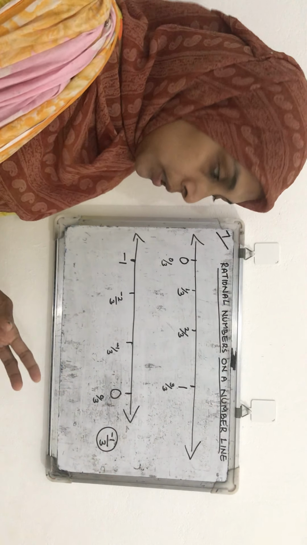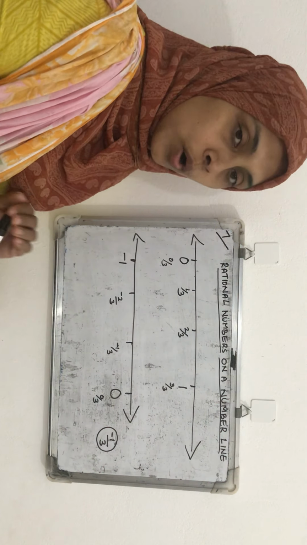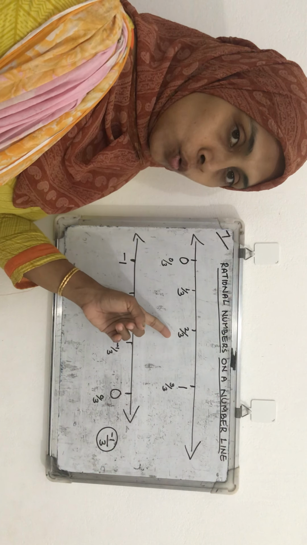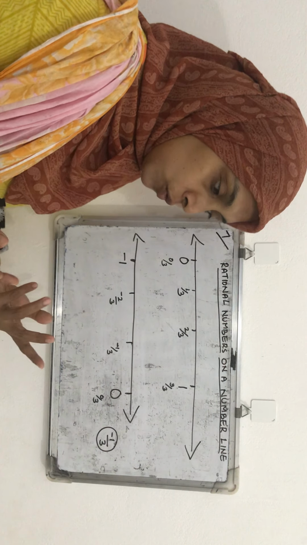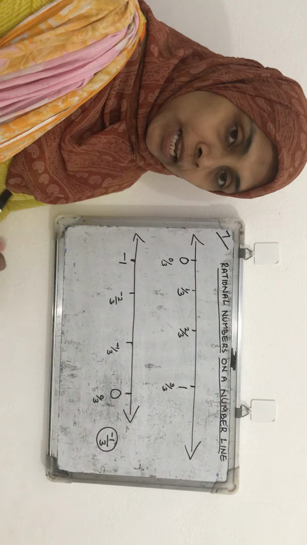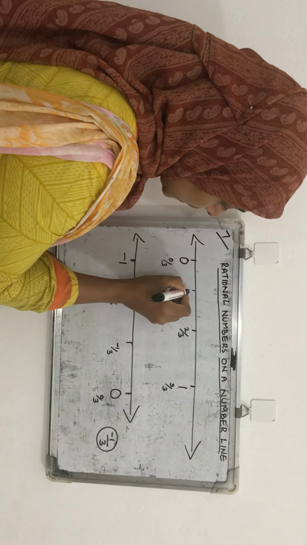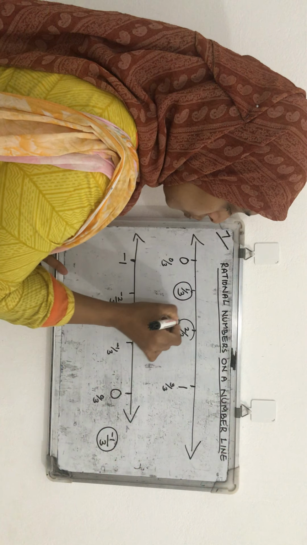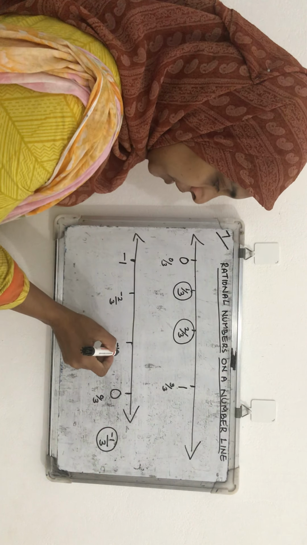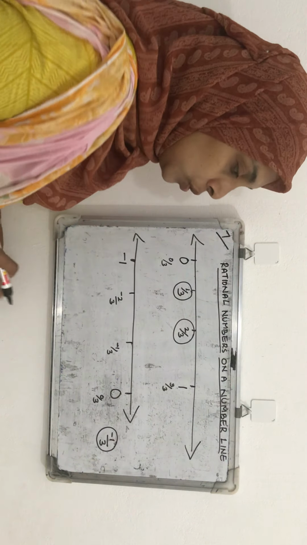Now if the question asks to represent 2 by 3 on a number line, then we got 2 by 3. Otherwise, if the same question asks to represent 1 by 3 and 2 by 3 on a number line, we can mark this as 1 by 3 and this as 2 by 3. And this is minus 1 by 3 and minus 2 by 3.